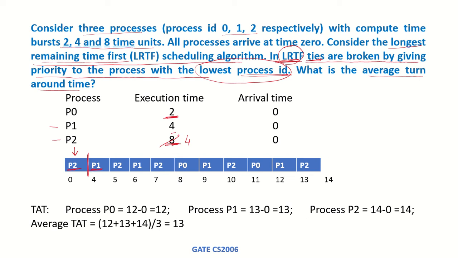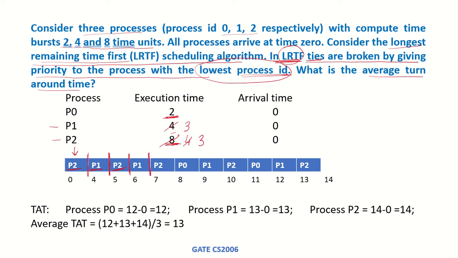So P1 starts running. What will happen after 1 time unit? This becomes 3. And now if you compare P1 and P2, the longest remaining time is for P2. So now P2 starts running over here. Again after 1 time unit, this becomes 3. Now P1 and P2 are having the same time left, and giving priority to the lowest process ID, P1 starts running again.